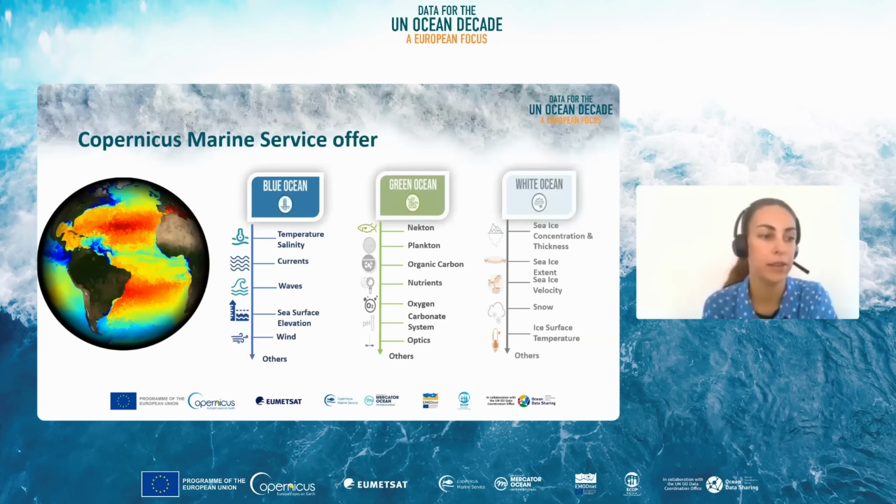We provide data on the blue, white, and green ocean. The blue ocean for physical data, such as temperature, waves, current, salinity. The white ocean for sea ice data, such as sea ice thickness, velocity, or temperature. Green ocean for the biogeochemical data, such as chlorophyll, pH, turbidity, and phytoplankton. So here you can see most of the parameters available for each of the color of the ocean.